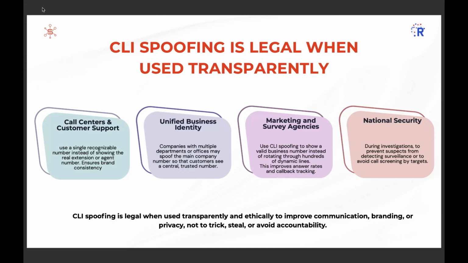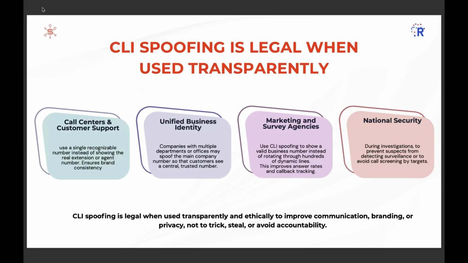Take call centers, for example. They often use one main recognizable number for all outgoing calls. This helps with brand consistency, so customers always know who's calling, instead of seeing a different number every time. The same goes for large businesses. They might have different departments or branches, but they present a single unified contact number. That's not about deception. It's about keeping things clear and professional for the customer.